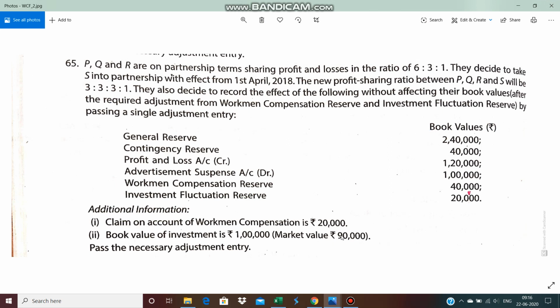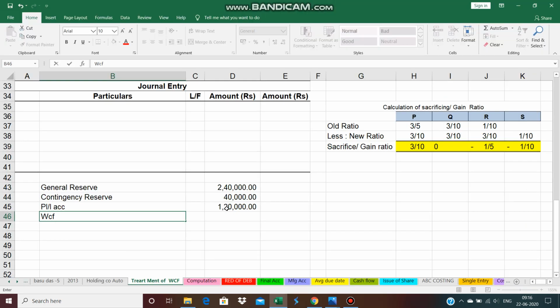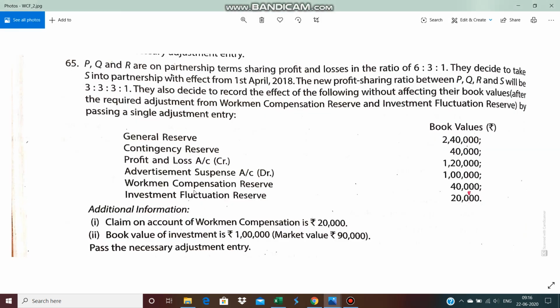Now the claim of workman compensation is 20,000. So how much do you have to distribute among the partners? 20,000, because 40 minus 20. So you can write 20,000 over here. Now the investment fluctuation reserve is 20,000, and the book value of the investment is 1 lakh and the market value is 90. So there is a depreciation or reduction of value of 10,000, you can see over here. So it will also be less from here.